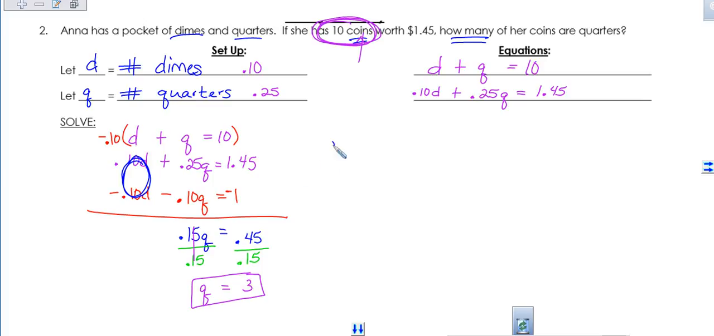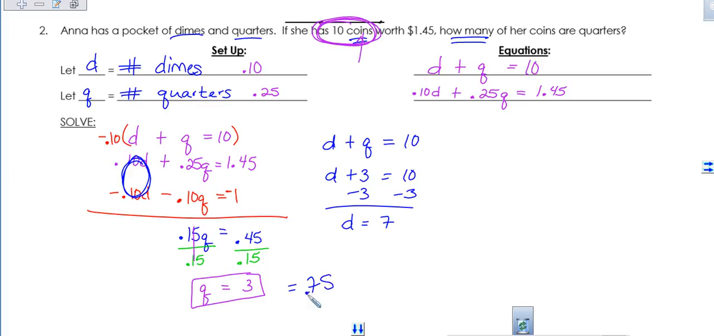So we know that D plus Q equals 10. So then D plus 3 equals 10. And so subtract 3, and the number of dimes equals 7. Okay? So now you could go back and plug into this, but that would be really hard. Think about this. If you have 3 quarters and 7 dimes, you should know how to do that in your head. 3 quarters equals 75 cents, right? Or 0.75. 7 dimes equals 70 cents, right?